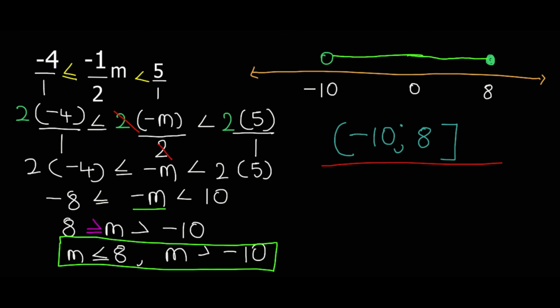This means our solution is somewhere here. It's between -10 and 8, but -10 is excluded because of this bracket. This means we don't include -10. Our solution is somewhere here until 8. 8 we include, because of this bracket it is included. So anyway, this is our answer.